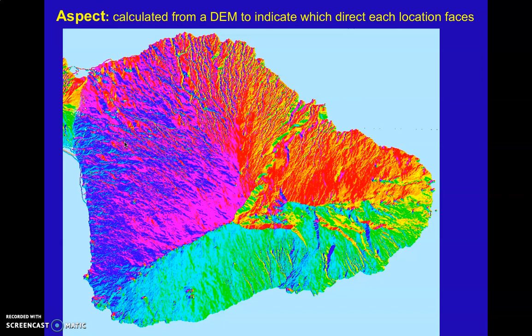And by the way, this is referred to as aspect. Aspect is just the direction that a slope is facing. It's independent of the steepness. It's independent of the slope. So we could have a steep slope that's facing north. We could have a gentle slope that's facing north. But either way, these are going to have the same aspect because it's facing to the north.